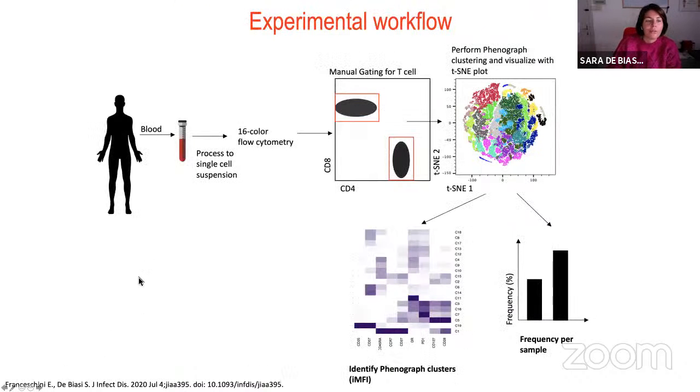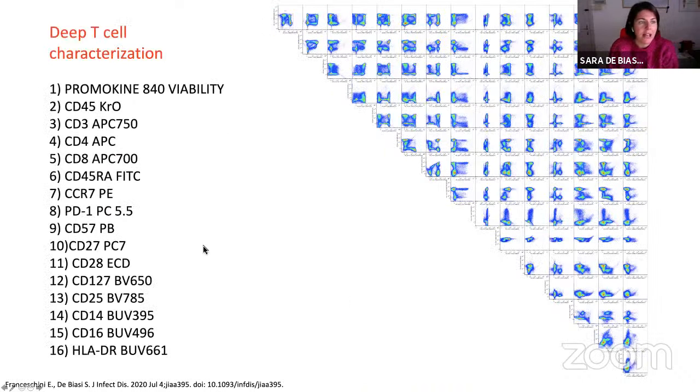This is the experimental workflow. We take fresh blood, and we process it into a single-cell suspension by performing Ficoll and isolating PBMC, and we perform a 16-color flow cytometry staining by using DuraClone from Beckman Coulter, adding other antibodies previously titrated. We were able to identify CD4 and CD8 cells. We perform PhenoGraph clustering, and we visualize the clustering by t-SNE. Then we identify the PhenoGraph clusters by integrated median fluorescence intensity, and we also analyze the frequency of these clusters. This is a deep T-cell characterization.